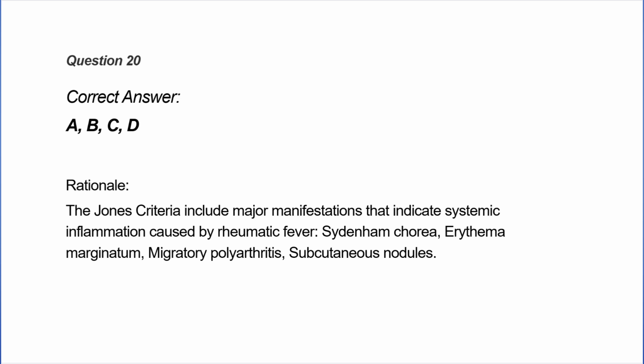Sydenham chorea: involuntary, jerky movements primarily affecting the face and upper extremities. Erythema marginatum: ring-shaped rash with clear centers primarily on the trunk and proximal limbs. Migratory polyarthritis: large joints, knees, elbows are inflamed and the pain migrates between joints. Subcutaneous nodules: firm, painless lumps over bony prominences or tendons, often seen with carditis.